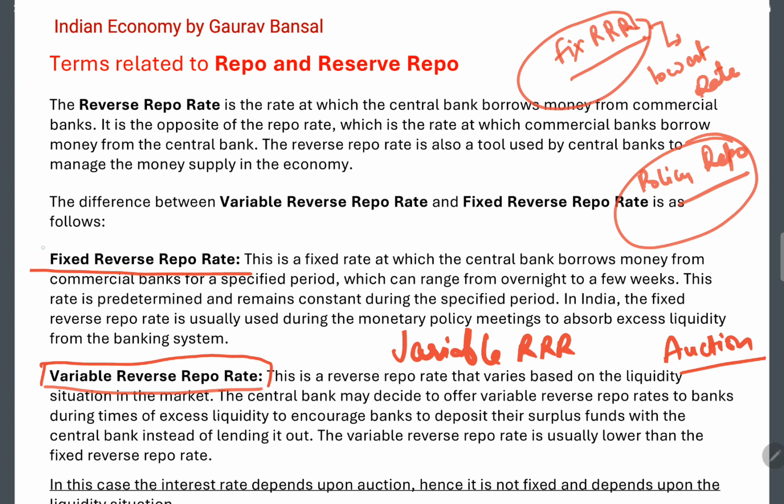So there are two options with the Reserve Bank. One is fixed, which is standard, which is already known to the banks, and banks regularly sell their bonds or buy their bonds at fixed rates, which are policy rates or the fixed reverse repo rate.